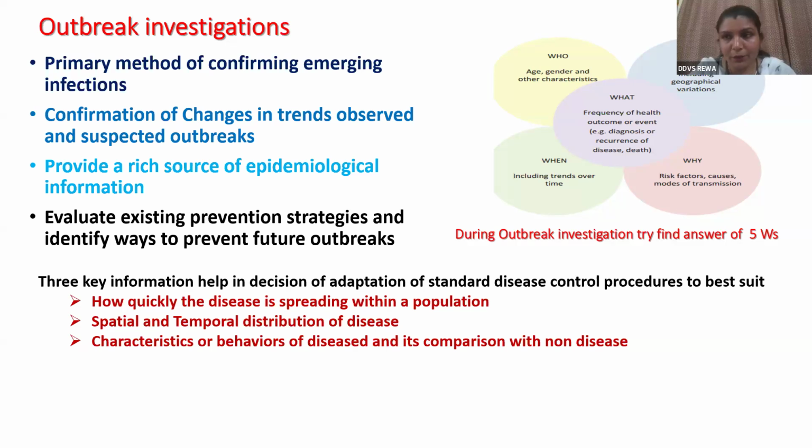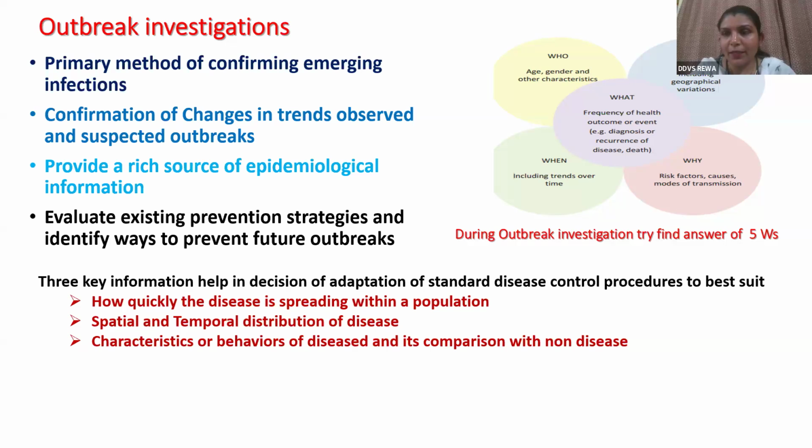During the situation of an outbreak, thorough investigation is very important, and that is referred to as outbreak investigation. Outbreak investigation is the primary method of confirming emerging infections, and it also informs us about changes in the trends of disease occurrence and disease pattern. It also provides information about the 5 Ws.